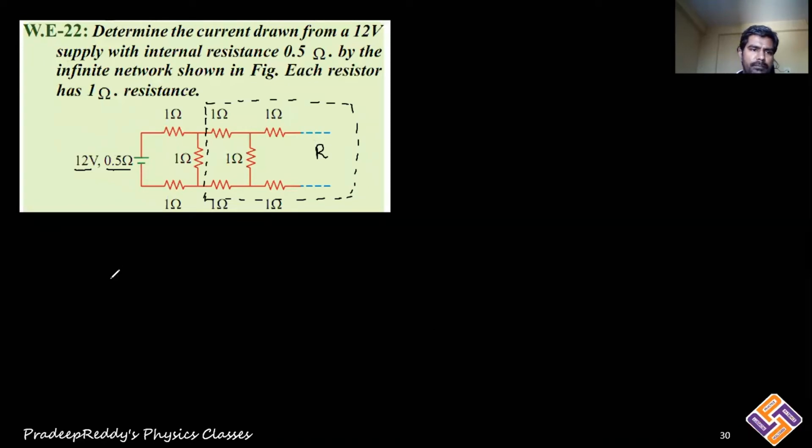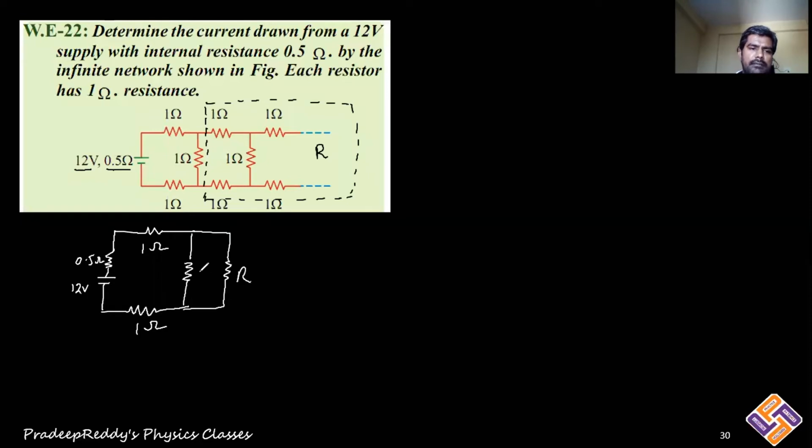This gives you, this is resistance 0.5 ohm and this is 12 volt. So I am separating this 0.5 ohm resistance from the battery. And here there is 1 ohm resistance, here 1 ohm, and here 1 ohm, and this total is connected to resistance R. This is 1 ohm. That becomes the effective circuit.